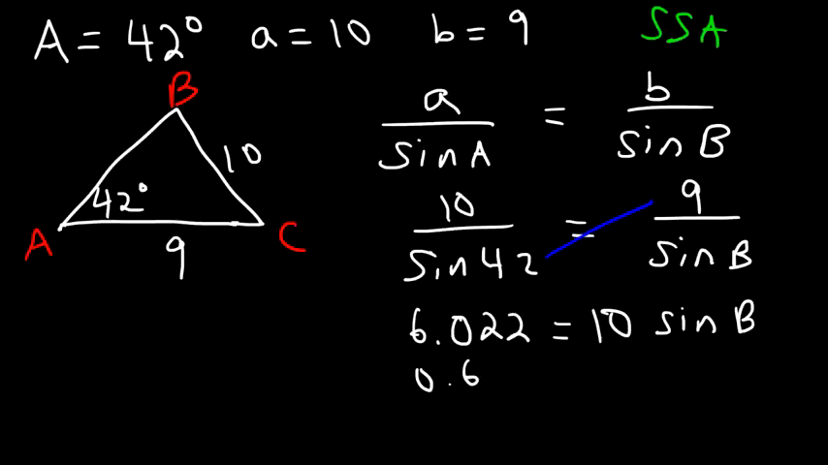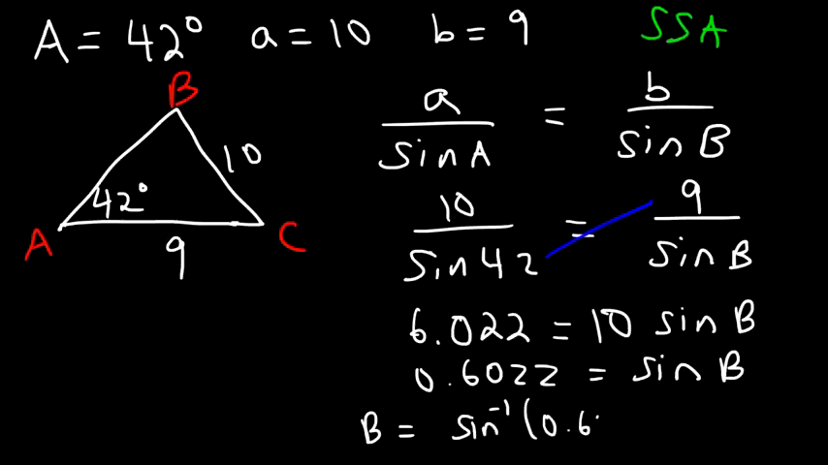So 0.6022 is equal to sine of B. Now in order to find angle B, you need to take the inverse sine of 0.6022. So arc sine of that answer will give you an answer that's 37.03 degrees.